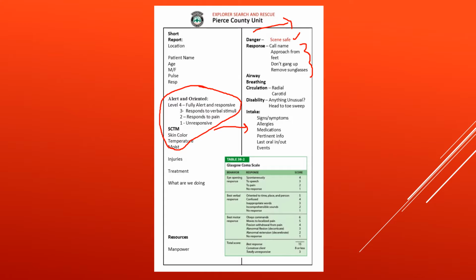Breathing, what you can do is assess for a full minute: 30 seconds for the pulse and 30 seconds for the breathing. You just want to count the rise and fall of the chest as they breathe.